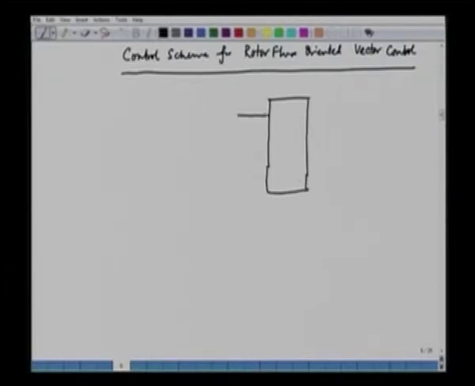So this is our IQAC and this is IDAC, and we have to transform these two current components into the actual currents of the machine, and that is IA, IB, IC.